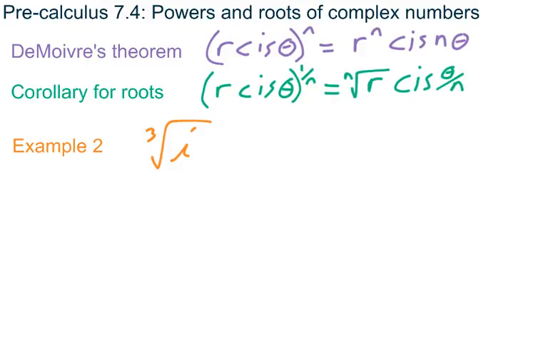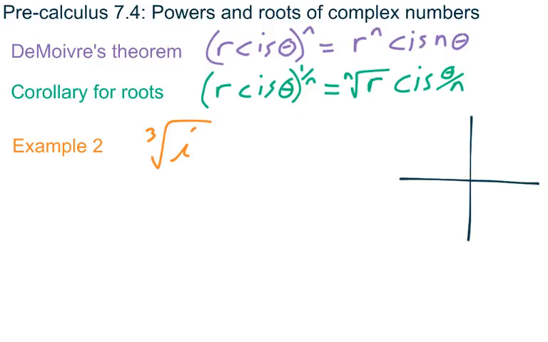DeMoivre's theorem can also be used for roots because we can rewrite roots as exponential fractions. So here we've got the cube root of i, and we need to work that out and see if we can get an answer for it. You'll notice that means it is in rectangular form. So let's put it into polar form to start with.